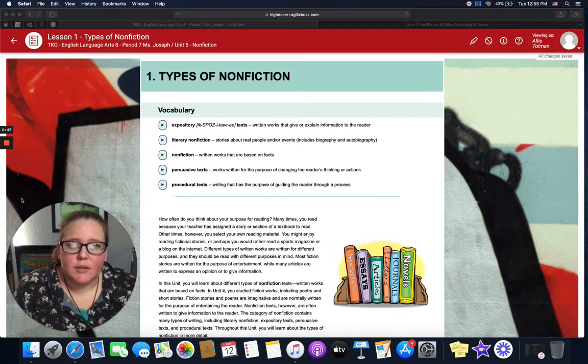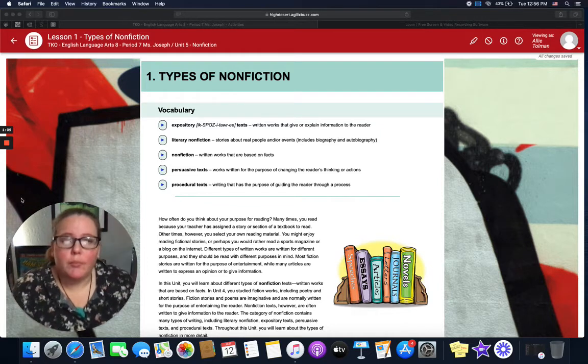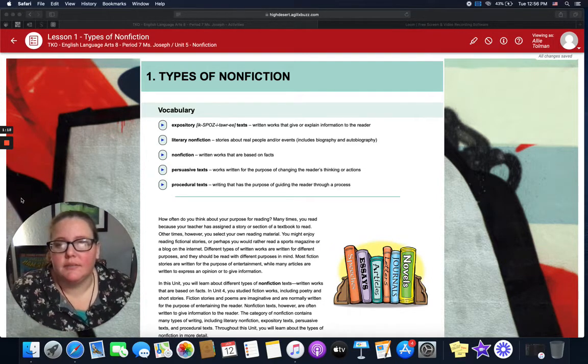So we have expository texts, which are written works that give or explain information to the reader. Literary nonfiction, stories about real people and or events, which includes biographies and autobiographies. Nonfiction, written works that are based on facts. Persuasive texts, which are works written for the purpose of changing the reader's thinking or actions. Procedural texts, writing that has the purpose of guiding the reader through a process.